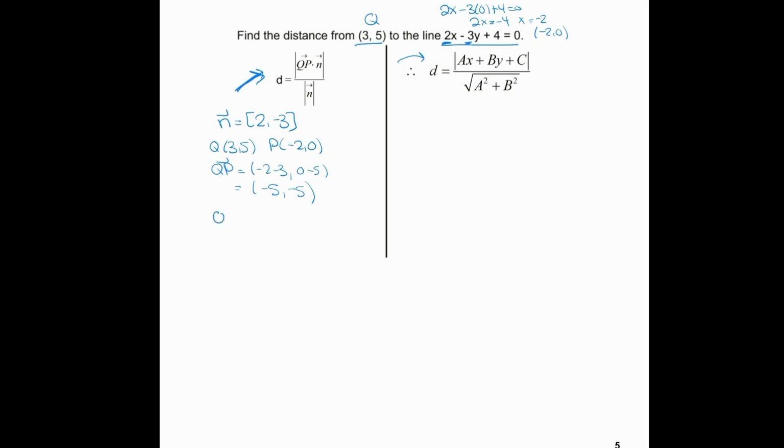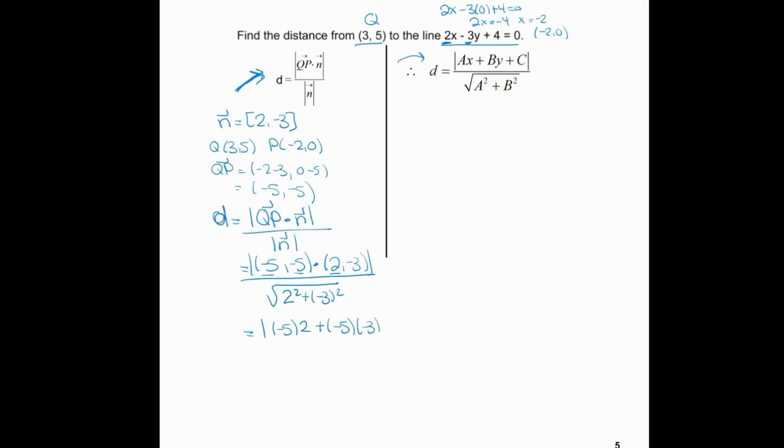So we can say that the distance is equal to the magnitude of QP dot n all over the magnitude of our normal vector n. So this is the magnitude of (-5, -5) dotted with (2, -3), all over the magnitude of the normal. I'm just going to fill that in. So our normal was (2, -3), so it's root of 2 squared plus -3 squared. Remember, dot product is just taking this times this plus this times this. So we're going to have -5 times 2 plus -5 times -3 all over root 13. That's what that equals when we work it all out.